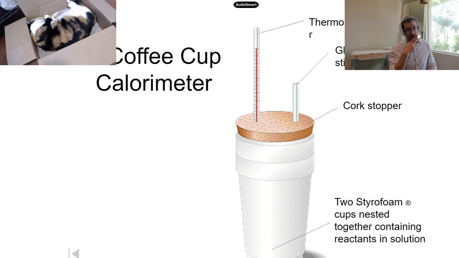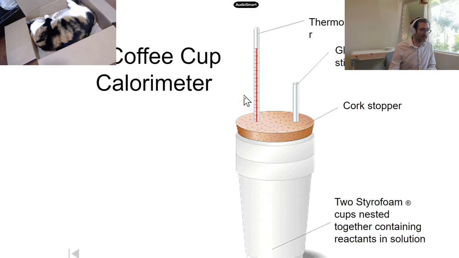And styrofoam is so good at insulating against heat loss or transfer that the amount of heat that's lost is going to end up being less than the margin of error on the thermometer in most cases. You have to have a really excellent thermometer to detect any kind of loss of heat or gain of heat from the surroundings into this. So this is a way to isolate a system from its surroundings.